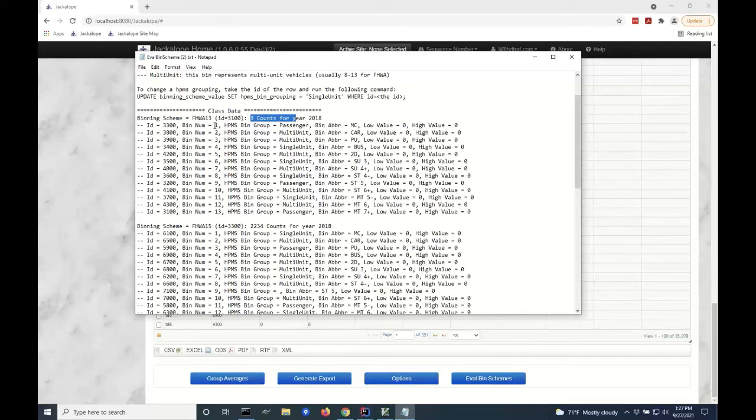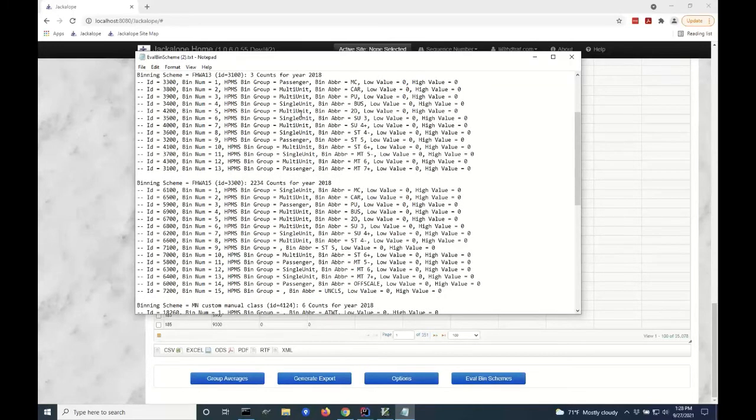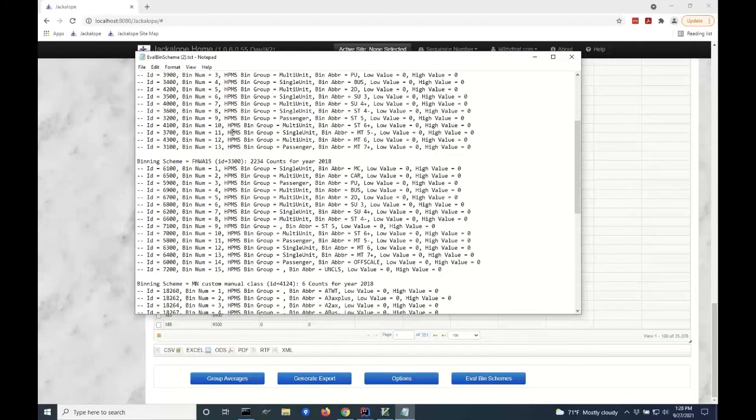Bin 1 goes to passenger. Well, this is stuff I messed up. Bin 2 goes to multi-unit, which is obviously wrong. Bin 3 goes to multi-unit, which is obviously wrong. So this is where you can figure out where things have potentially messed up. If you're not changing your binning schemes a lot, this is not something you probably have to worry about too much. This is only for when you've changed a binning scheme, or for example, if you want to start using length data and you're messing with binning schemes, then this is super important.